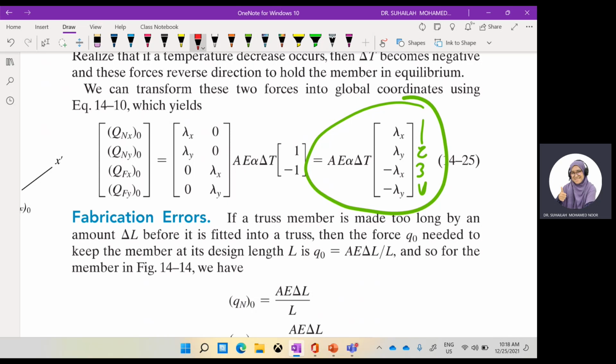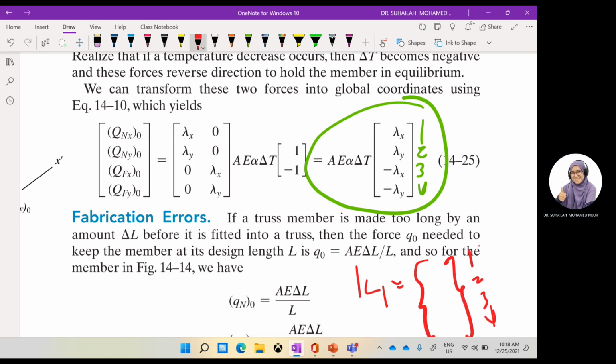If we have K1, which is equivalent to 1, 2, 3, 4, this one also has the same label. If the label is 3, 4, 1, 2, then it is 3, 4, 1, 2. So this is the formula considering temperature changes.